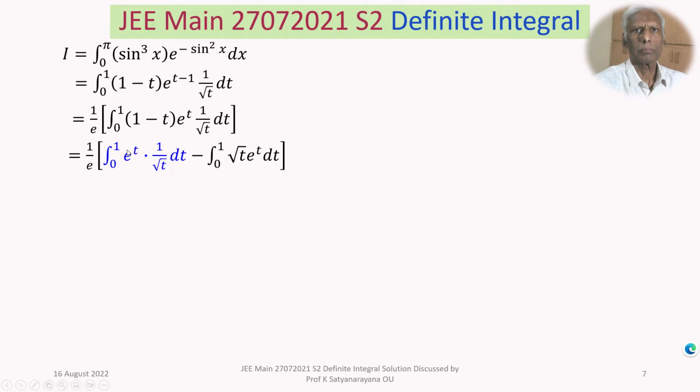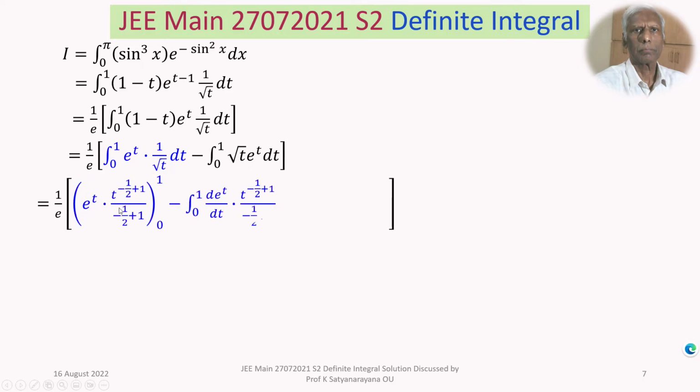So that this is the first function, this is your second function, and that will be equal to 1 by e, first function, and integral of the second. This is the integral of 1 by root t, minus integral 0 to 1 differential derivative of the first e power t, d by dt of e power t into integral of the second. This is the same thing what we write here, minus this integral is left as it is.